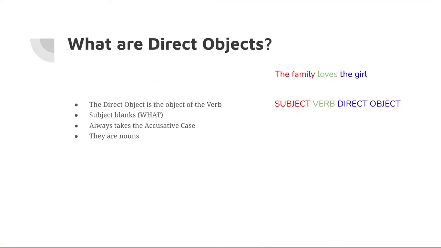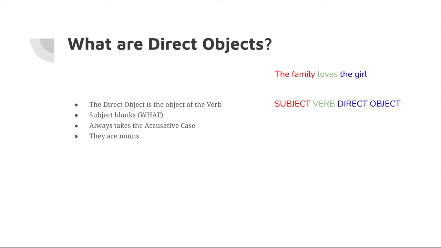So what are direct objects? The direct object is the object of the verb. So if you look at the example given, the family loves the girl. The family is the subject, loves is the verb, and the girl is the direct object. So the direct object is the object of the verb. So the family loves what? The girl. The girl is what they love, and that is the direct object.